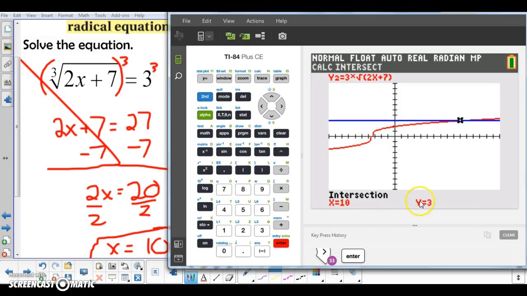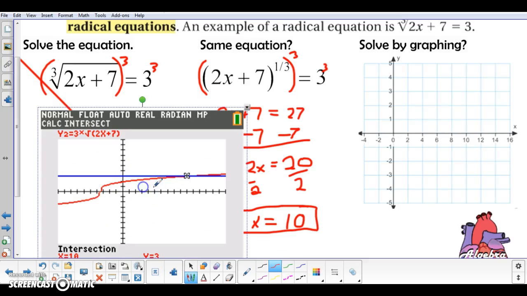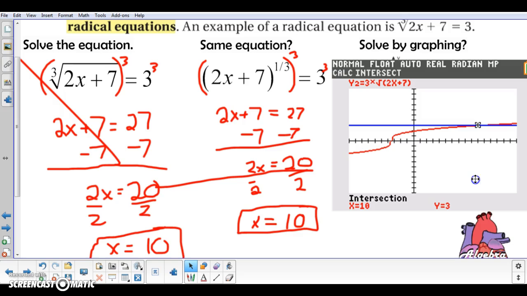And there we go. The intersection is at (10, 3). Of those two things, the important part to me would be the x value that I got, because that x value gives me the output that I need, the x value being 10. So 10 is the x value that worked here and on the graph.